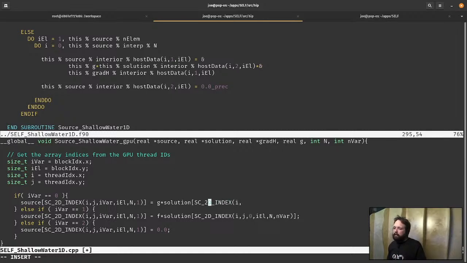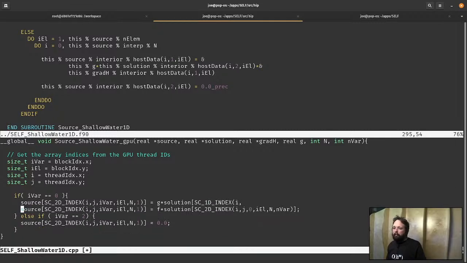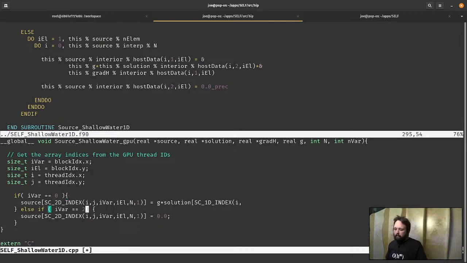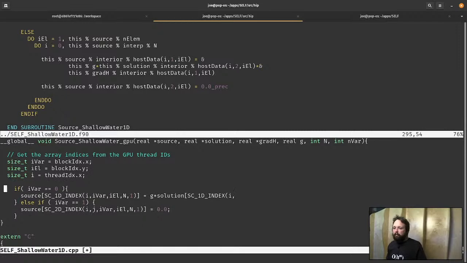And actually what I need is a scalar 1D index because we're doing 1D operations. So I'll get rid of that. Let's go ahead and do SC 1D index. We'll do over i. I don't need j anymore. ivar, iL, nvar, and 1. Is that right? No, that should be nvar.